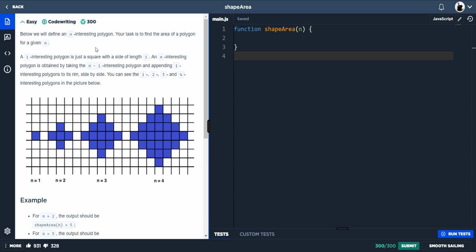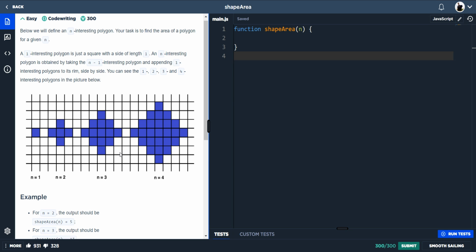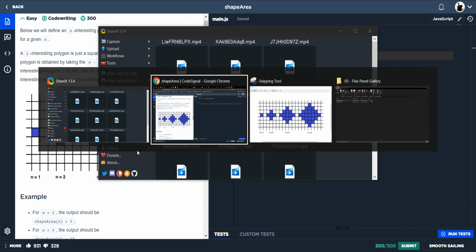Ooh, why is that like that? Find the area of the polygon for a given n. So if n equals 5 or if n equals 4, we need to find the area of that polygon. So, where are we? This one here.